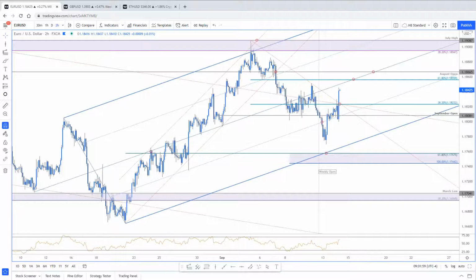And again, tomorrow's UK and Canada inflation. On Thursday, US retail sales. So we'll talk about that as the print hits.